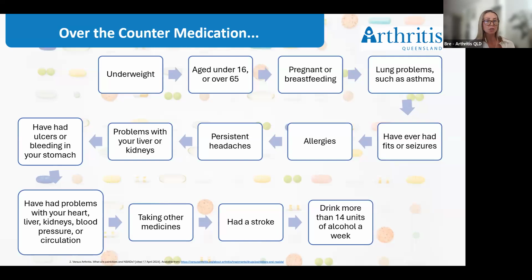If you're underweight, or you're under the age of 16 or over 65, if you're breastfeeding or pregnant, if you have lung problems such as asthma, if you've had fits or seizures before, or any allergies, persistent headaches, or problems with your liver or kidneys, if you've had any ulcers or bleeding in your stomach, if you've had any problems with your heart, blood pressure or circulation, if you are taking other medications, or if you've had a stroke or drink more than 14 units of alcohol a week, just be really cautious of taking over-the-counter medication, and always have a chat to your pharmacist or doctor to make sure that there's not going to be any drug interactions with any other medications that you're taking as well.